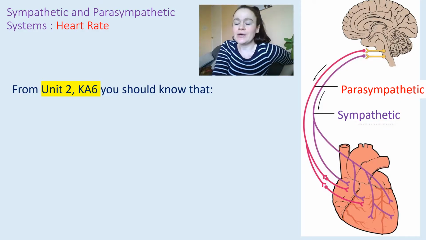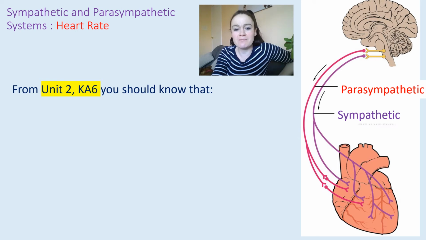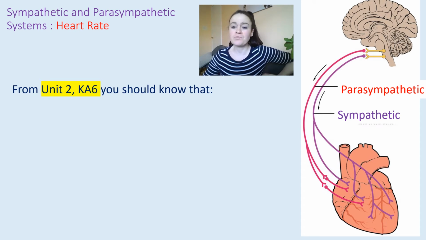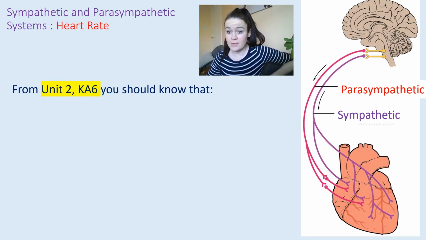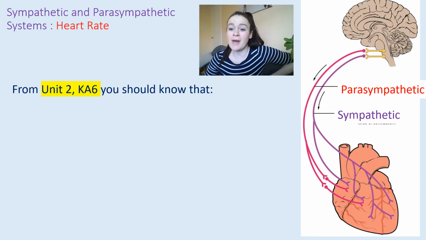Right, let's go into further detail for the sympathetic and the parasympathetic systems. We're going to first look at heart rate. Now, we have looked at this before in Higher Human. In Unit 2, Key Area 6, which is all about structure and function of the heart, you will have seen, in fact, you will have seen this exact diagram, if you were taught by me anyway. And it's basically showing how the parasympathetic and the sympathetic system work together to control heart rate.